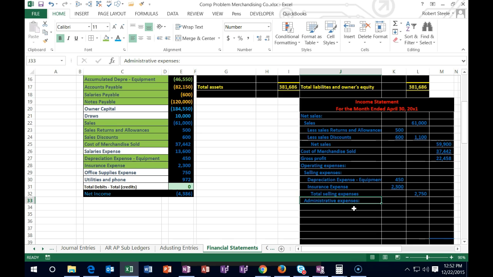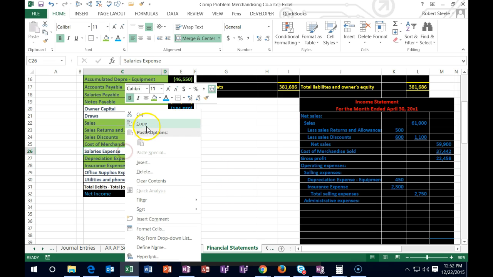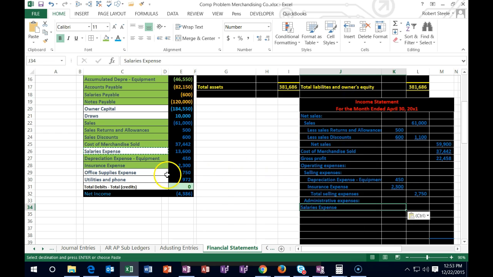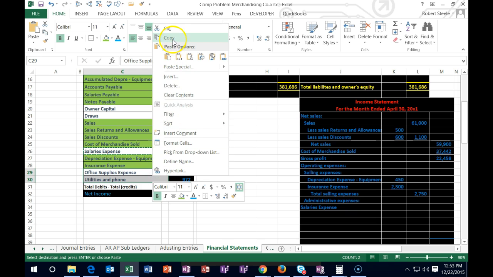And then we're going to add some accounts that are going to be down here that will be part of the admin. It's like part of the central office, oftentimes the accounting department included in that location. So I'm going to say that salaries is part of that. And we're going to say the office supplies and utilities. I'm going to copy that.